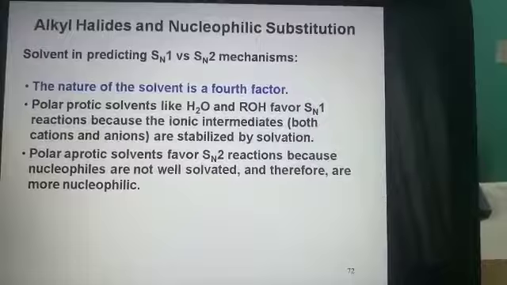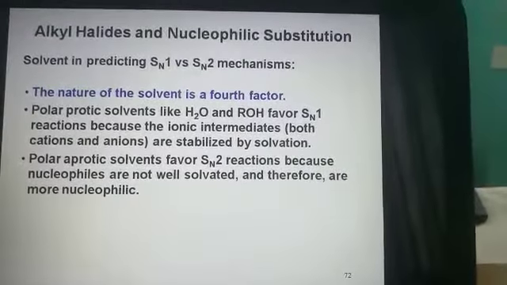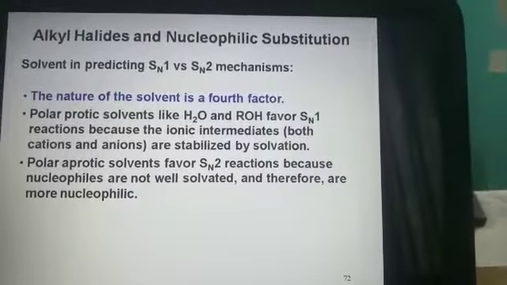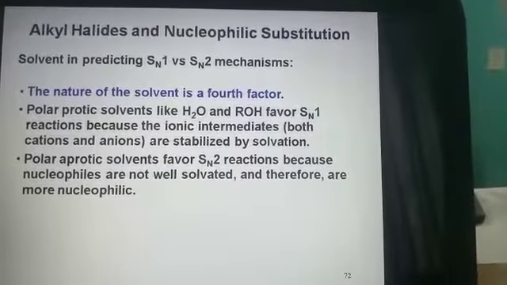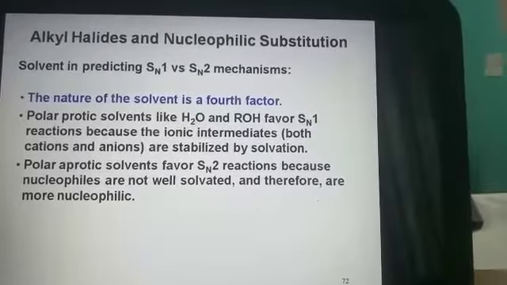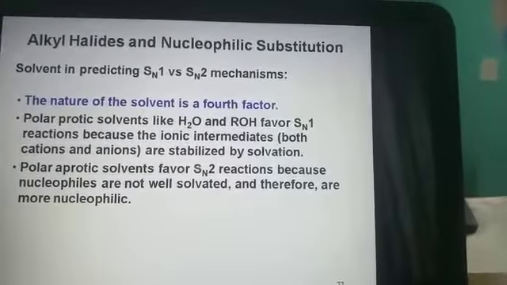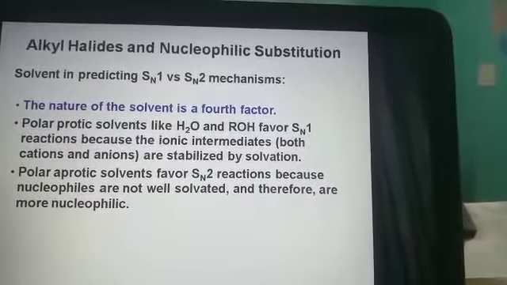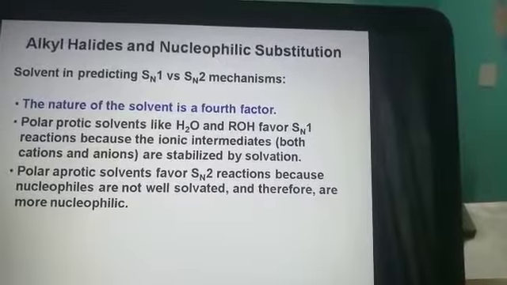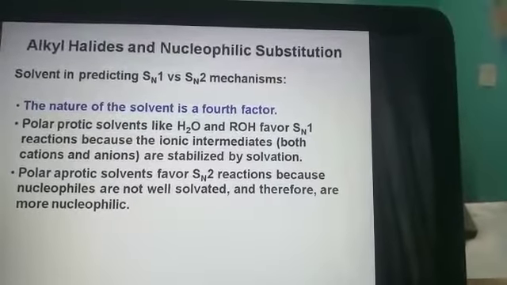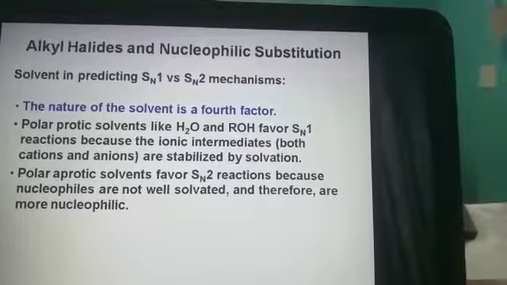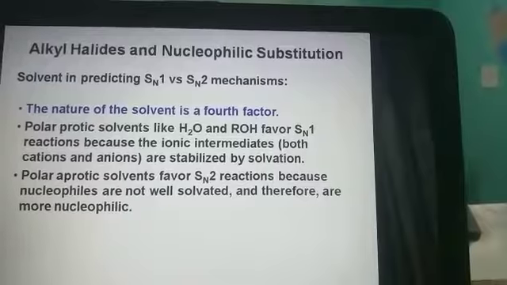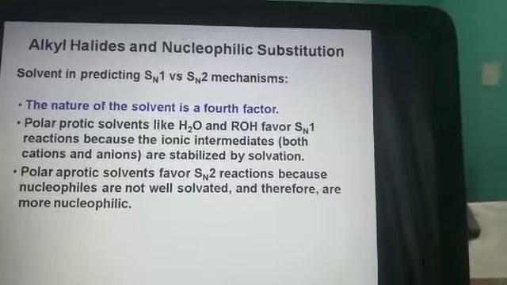Now the fourth factor in predicting SN1 versus SN2 mechanism is the solvent. The nature of the solvent is the fourth factor. Polar protic solvents like water and alcohol favor SN1 reactions because the ionic intermediates, both cations and anions, are stabilized by solvation. Polar aprotic solvents favor SN2 reactions because nucleophiles are not well solvated and therefore are more nucleophilic.